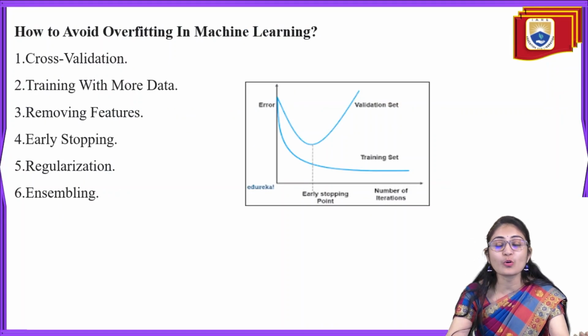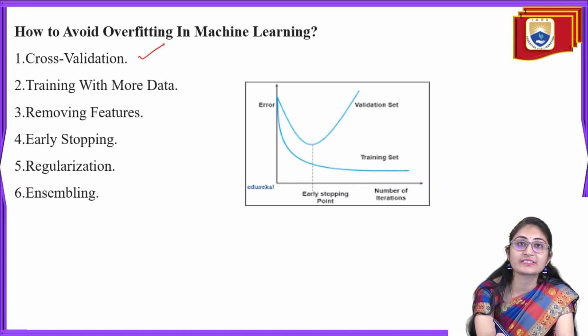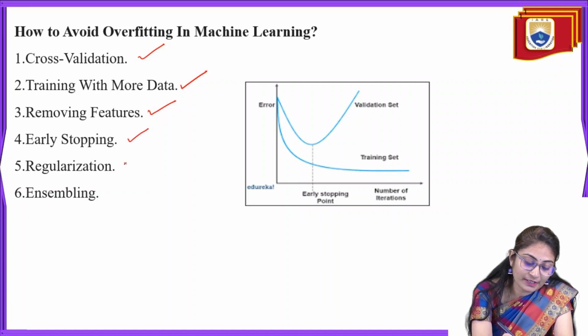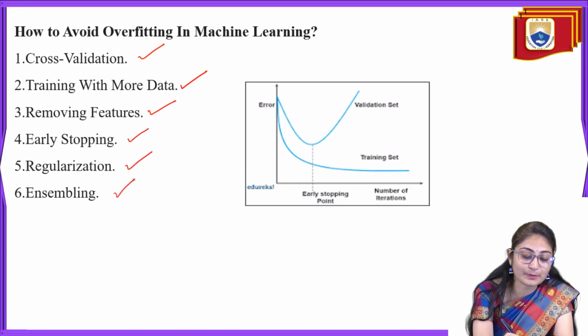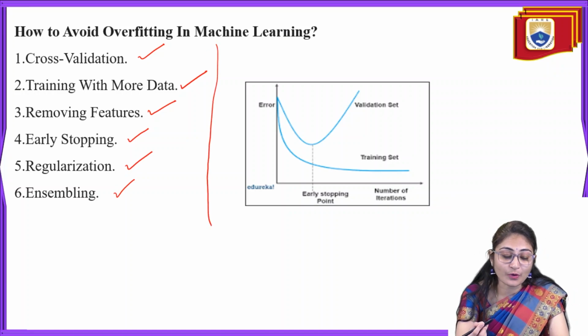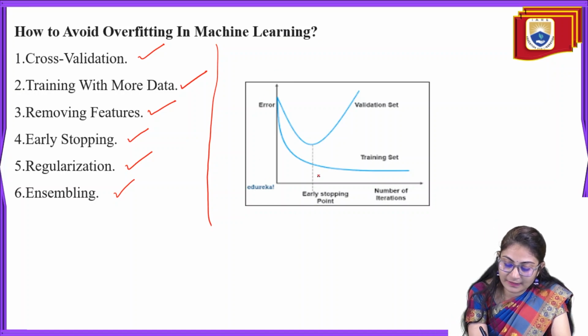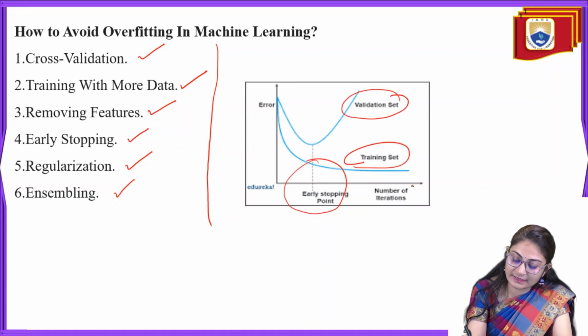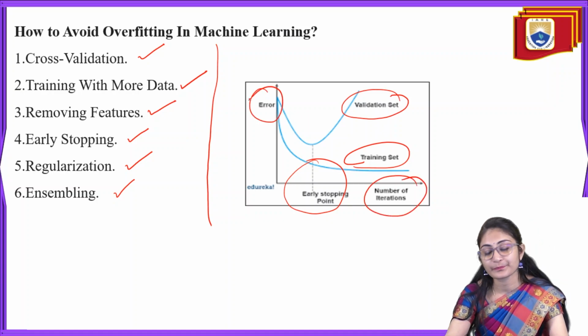Now how do we avoid overfitting in machine learning? First one, cross validation. Second one, training with more data. Third one, removing features. Then early stopping, regularization and ensembling. By using these techniques, you can avoid overfitting in machine learning. This diagram is showing early stopping: here is the training set, there is a validation set, the number of iterations, and these are the errors.